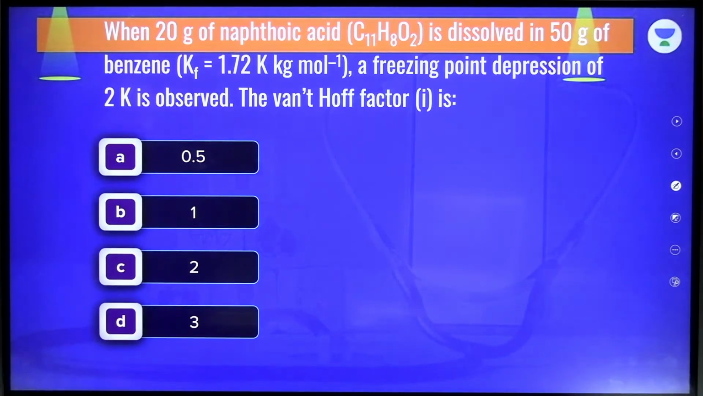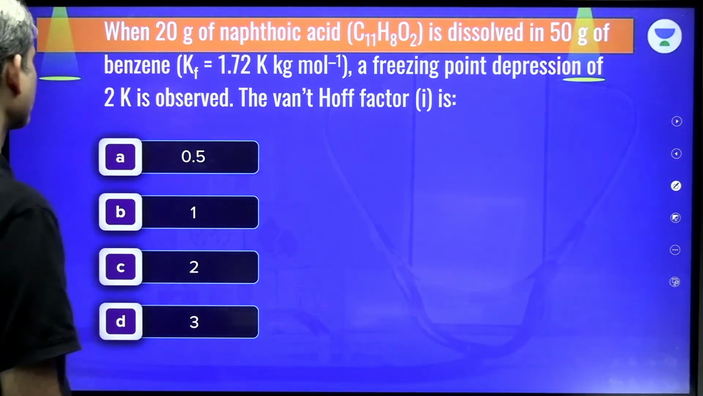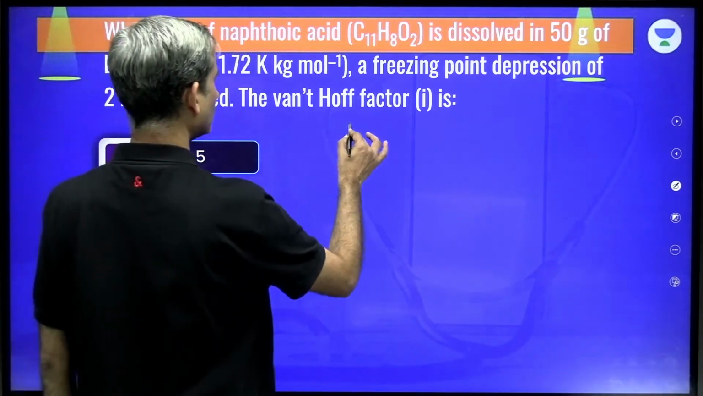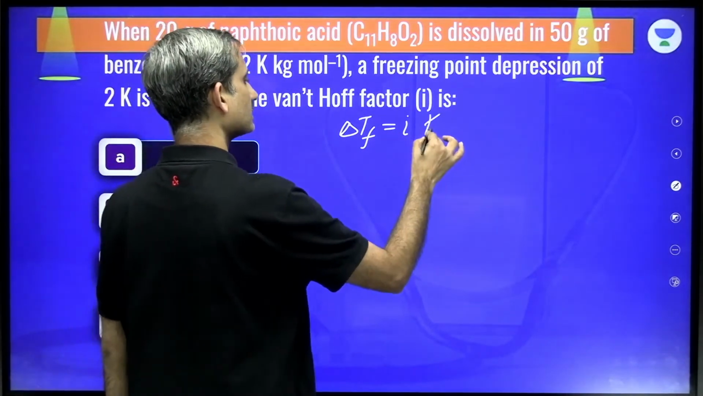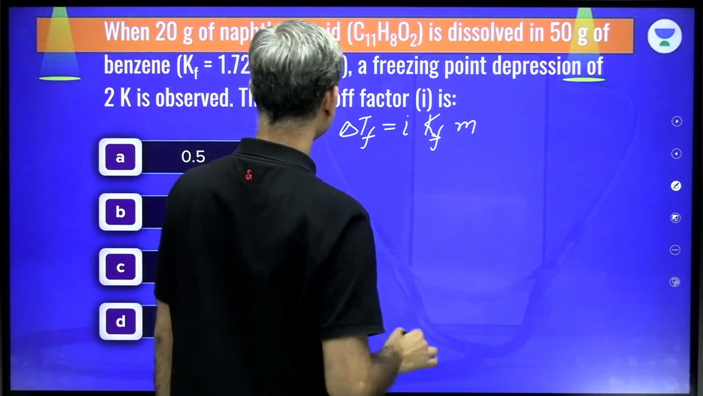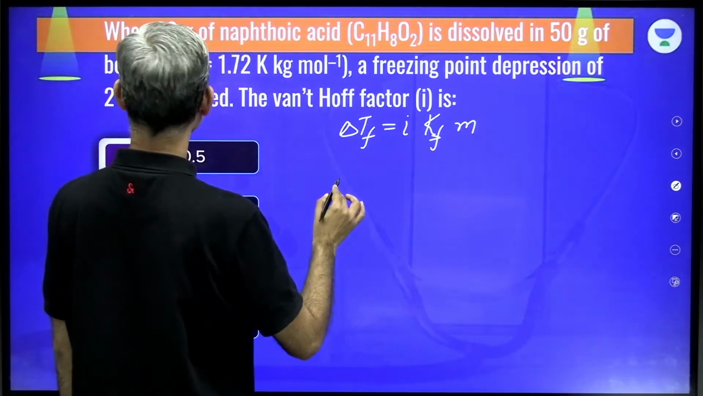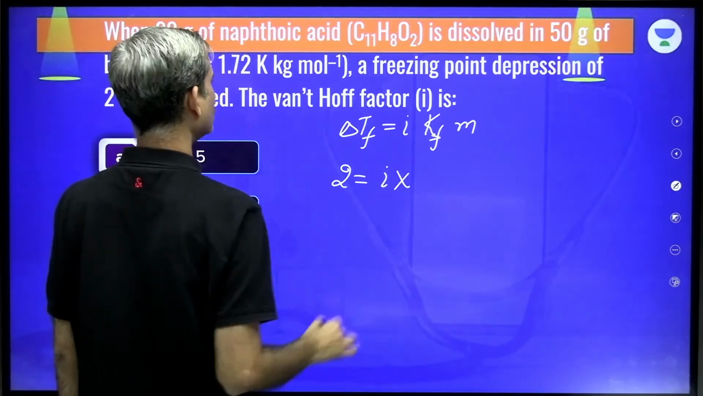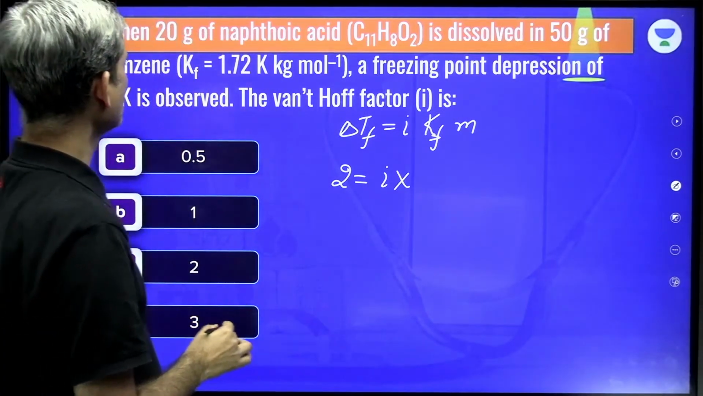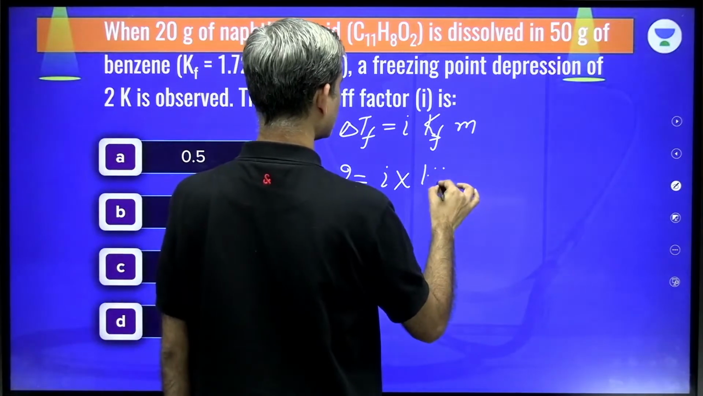Is this clear? So let's have this particular question. When 20 grams of naphthoic acid is dissolved in 50 grams of benzene, a freezing point depression of 2 Kelvin is observed. The Van 't Hoff factor i is to be found. So we have the formula delta TF is equal to Van 't Hoff factor i times KF m. So delta TF is given as 2. Van 't Hoff factor I don't know. KF is equal to 1.72.